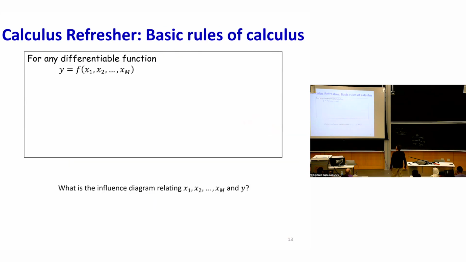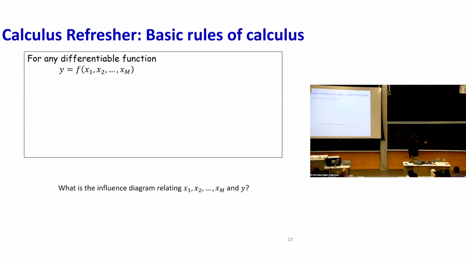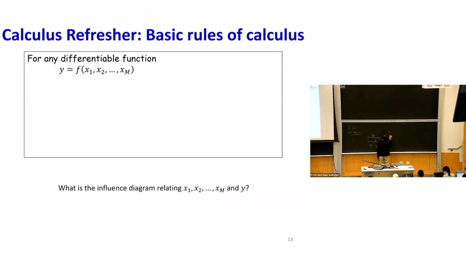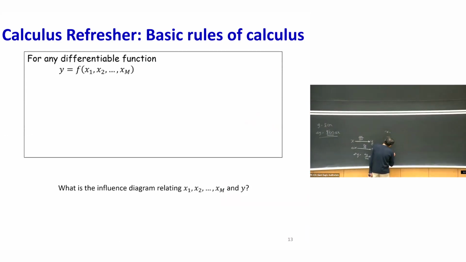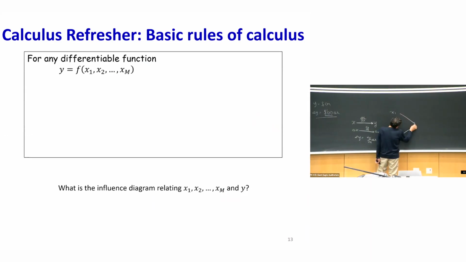Now, here's a different function. y is a function of many variables, x1 through xm. In this case, using the same notation, what would the influence diagram be like? Many edges, exactly. So I'm going to have x1, x2, xn, all of them influencing y.